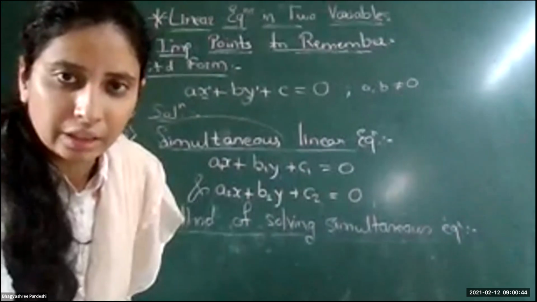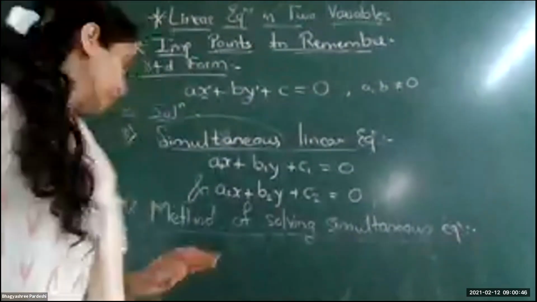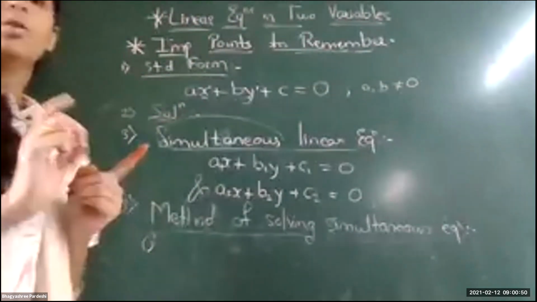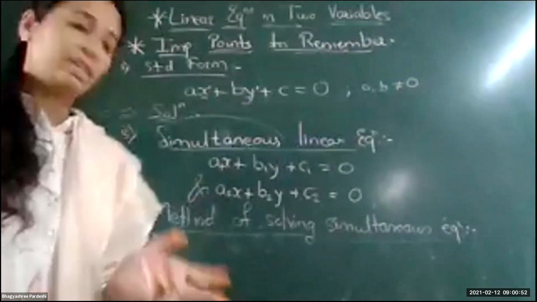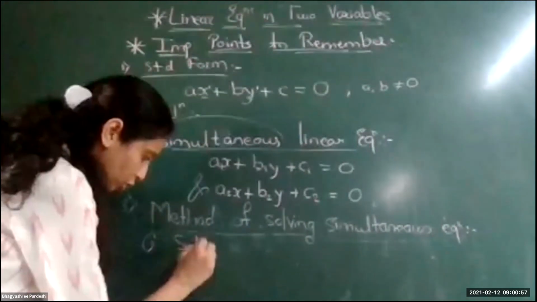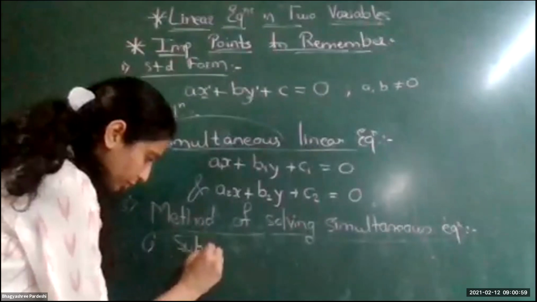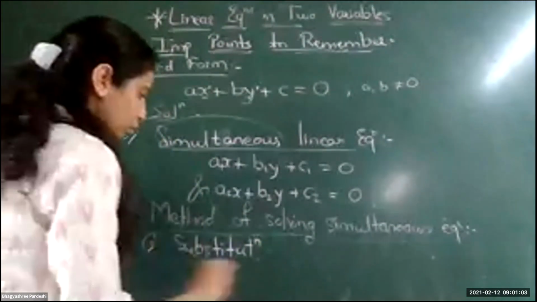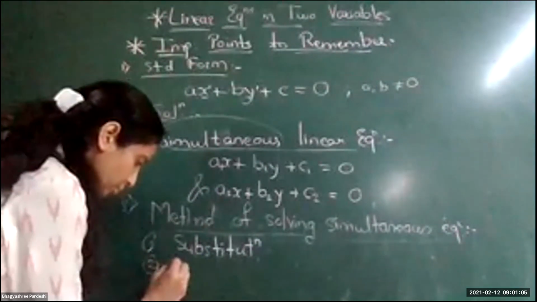Okay, I will tell you here. The methods: one is the elimination method and another is the substitution method. One is the substitution. We don't have to remember it by name; we can directly solve it. Substitution. Next is the elimination method.